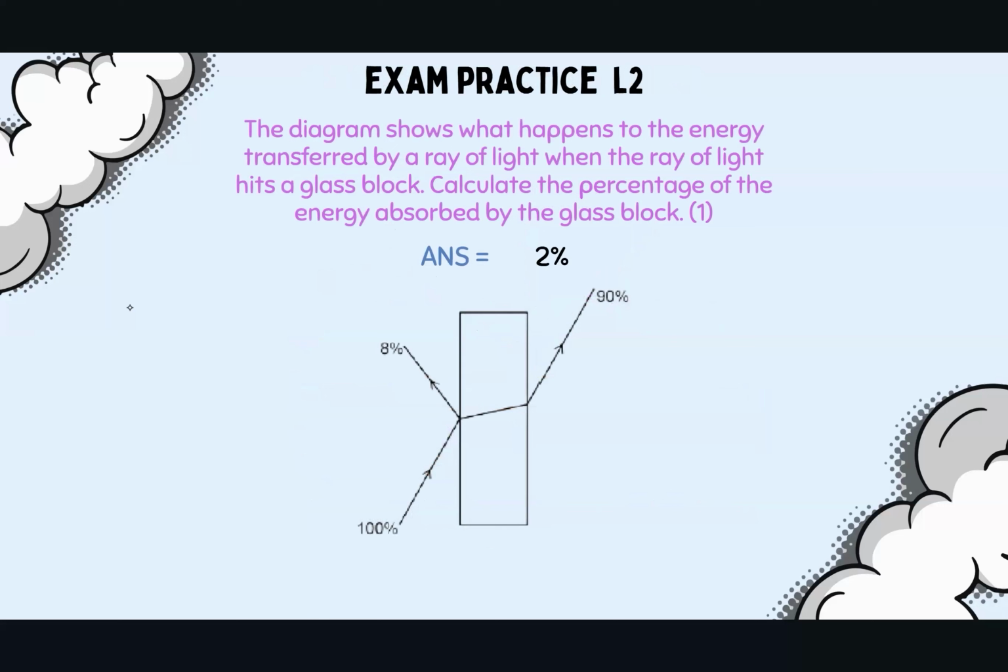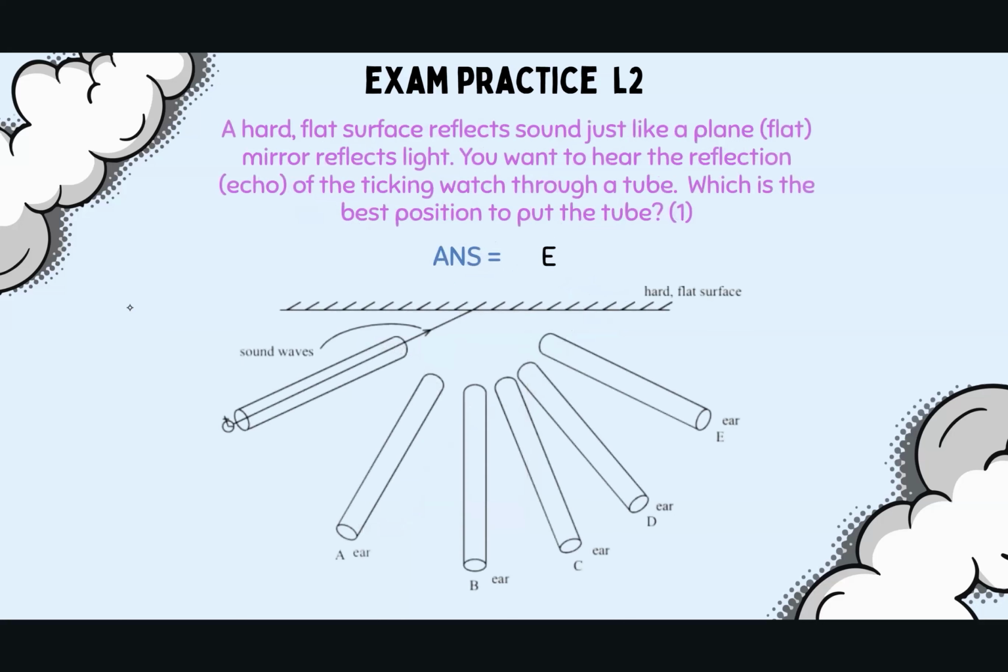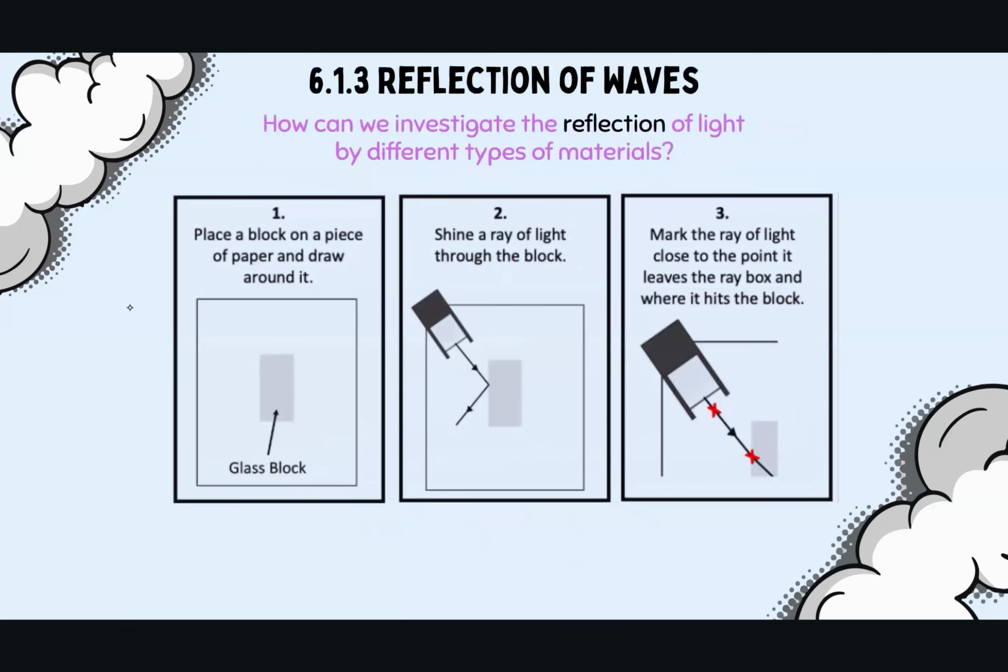Now, quick practice question here. The diagram shows what happens to the energy transferred by a ray of light. Calculate the percentage of the energy absorbed by the glass block. So we've got 8% that's been reflected, 90% that's gone through the glass and has been refracted. So the amount that's been absorbed is whatever's left, which is 2%.